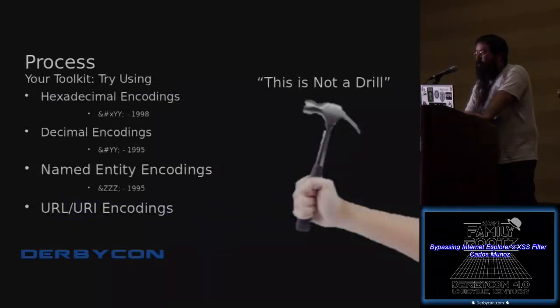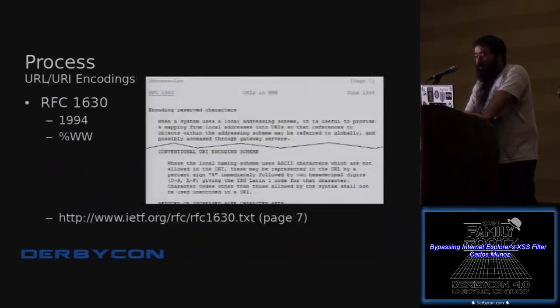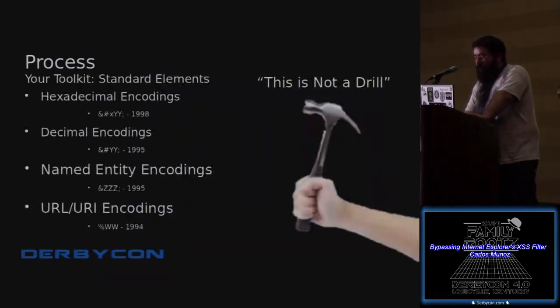And finally, just ordinary URL, URI encodings can also be used. Part of RFC 1630 back in 1994, where it's a percent and a hexadecimal reference to a character. So these are all methods depending on how you land. Often all of these can be used if you land in attribute space. If you land in JavaScript space, the URL, URI encodings can be especially useful as well.